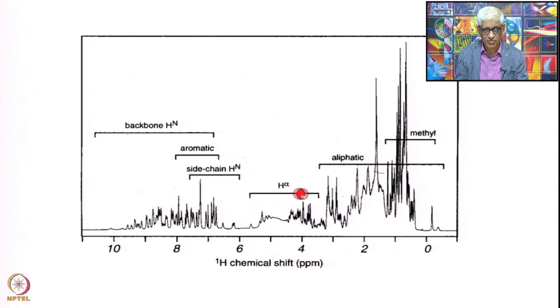And then along the backbone you have the alpha protons. As I said, attached to the C alpha is the H alpha proton. And then you have all other side chains here in the aliphatic groups and the methyl groups. The methyls are there for the valines, isoleucine, alanines, and then the threonine. So all of these methyl groups appear in this area. So therefore there are very characteristic chemical shift patterns for the different types of protons in your polypeptide chain.